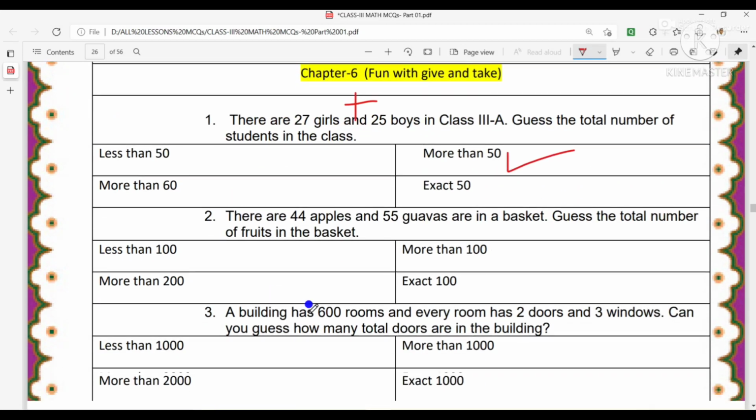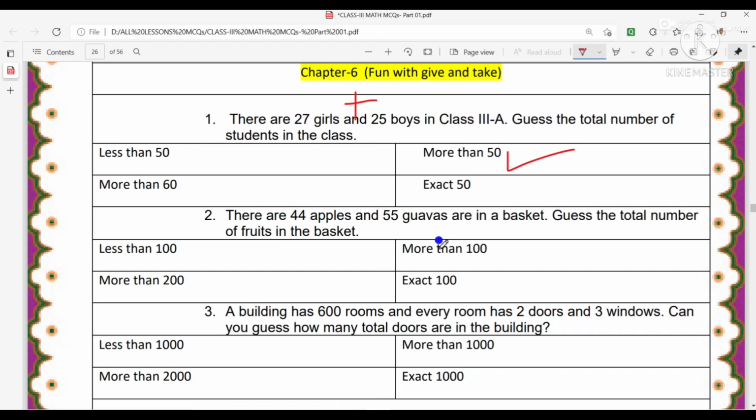There are 44 apples and 55 guavas in a basket. Guess the total number of fruits in the basket. 44 plus 55 equal to 99. So less than 100.